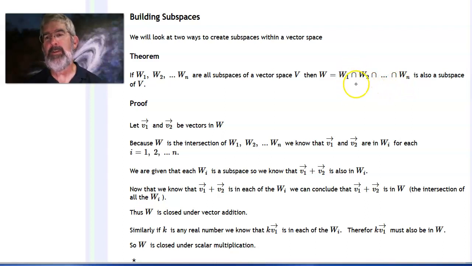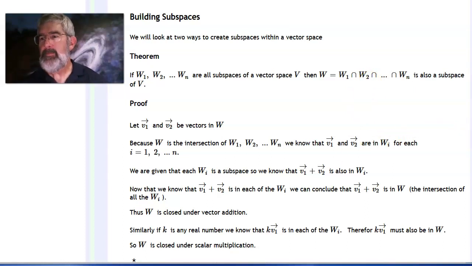This upside down symbol means intersection. If I just had W1 intersect W2, that would be the stuff that's in both. If something's in one but not the other, that's not part of the intersection. It has to be in W1 and W2. So the intersection of all n of these would be the stuff that's in every single one of them. If it's not in one of them, then it's not in the intersection. My claim is that this intersection is also a subspace. From a bunch of subspaces, I can create another one by just taking the intersection where they all overlap.